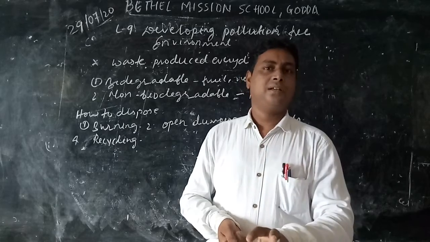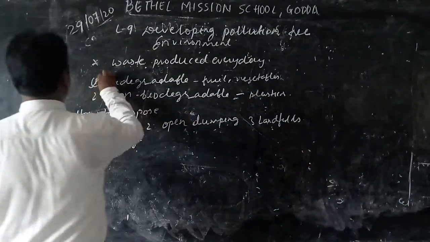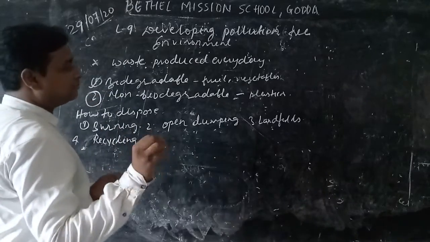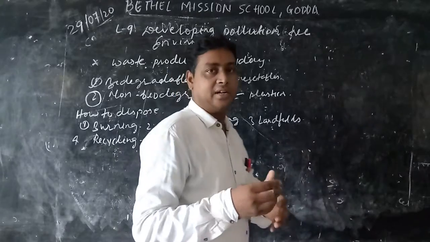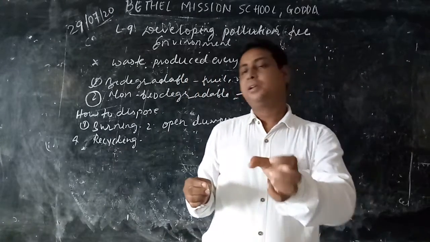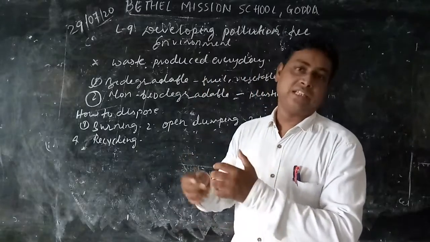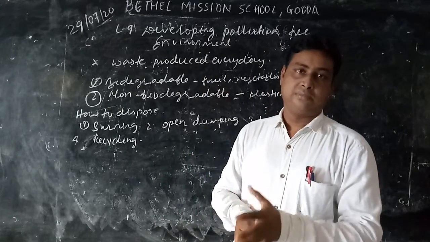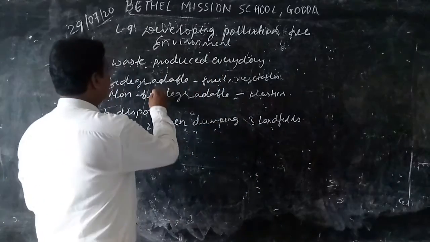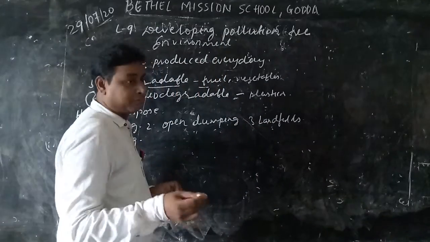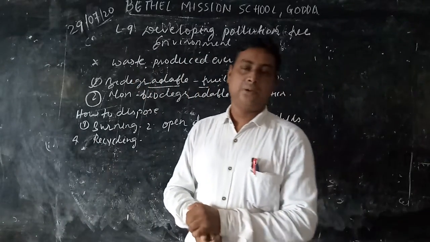That is biodegradable and the second is non-biodegradable. At first we will understand what biodegradable materials are. Material which decomposes easily in the soil is known as biodegradable material, like fruits, vegetables, paper that we throw every day from our house.